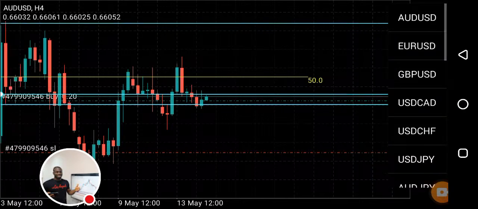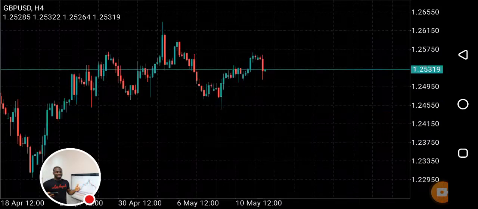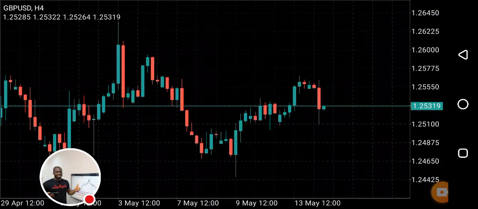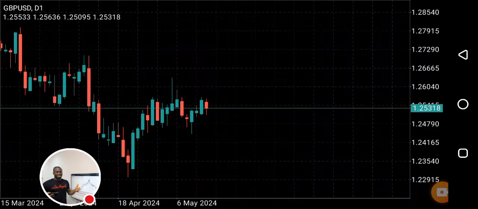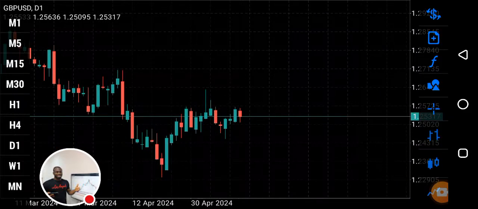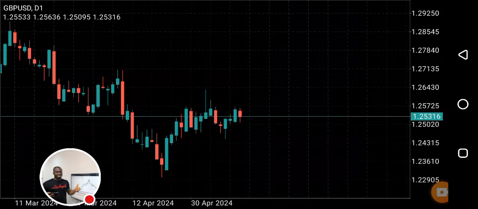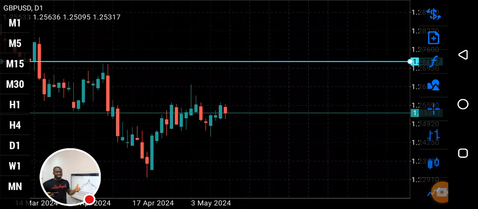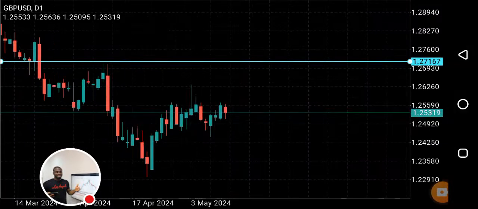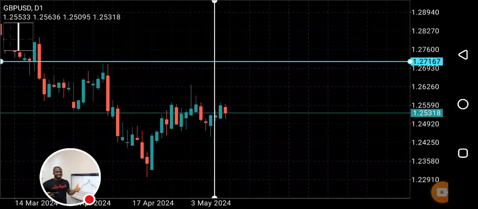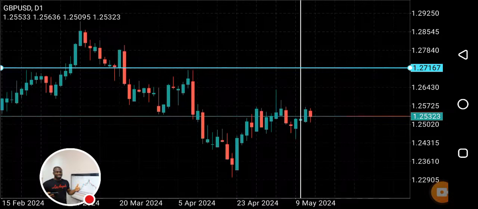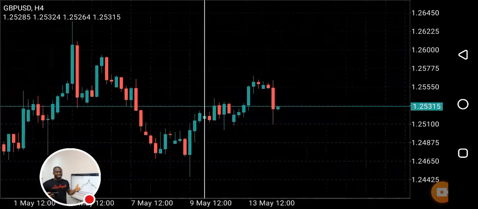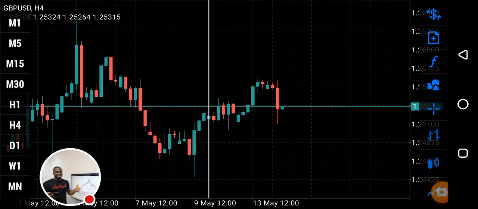Let's move to the next pair, GU, positively correlated with AUD USD. So you can see on GU, let me start with the daily. Yesterday's candle closed strongly bullish, and I think a fair value gap was created, and that could be the reason for the pullback. After the formation of this candlestick, let's go down to 4 hour. What do we have on 4 hour? Do we have a fair value gap here? No fair value gap here.